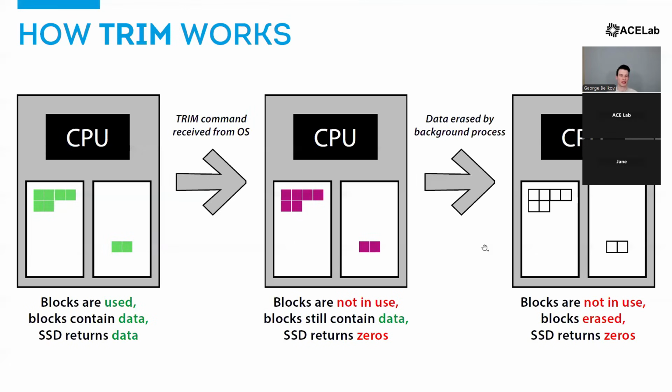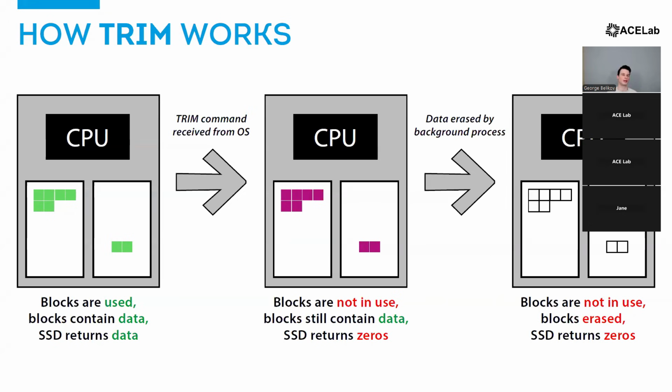So now let's quickly understand how trim actually works. By default, we have our SSD in a working state. We have blocks with data. Blocks are being used and contain the data, and the SSD returns the data when you are working with it. So you can write and read the data on it.